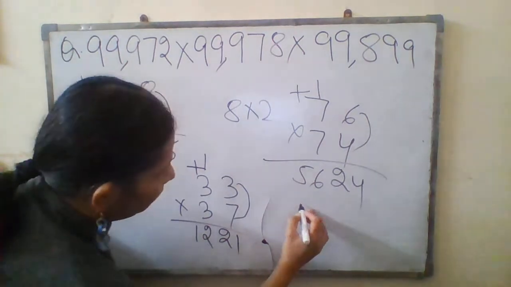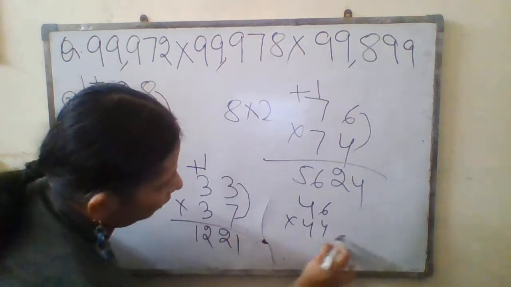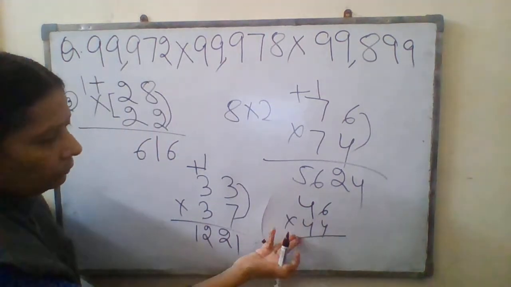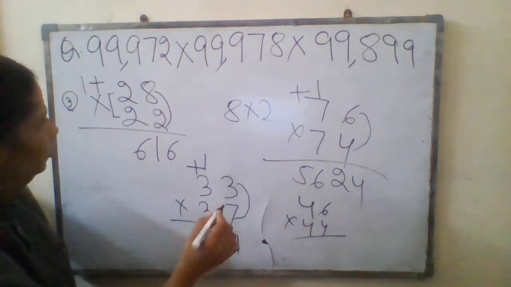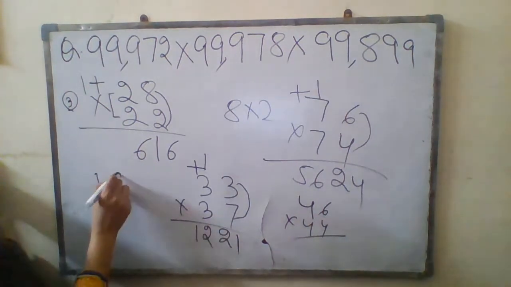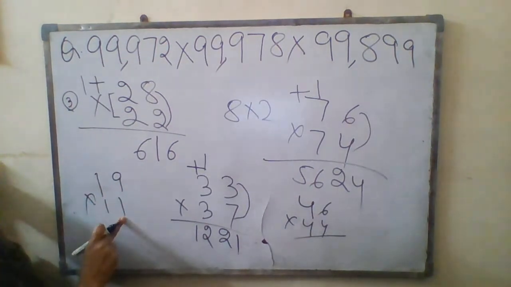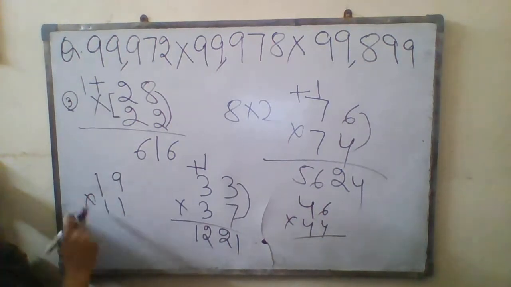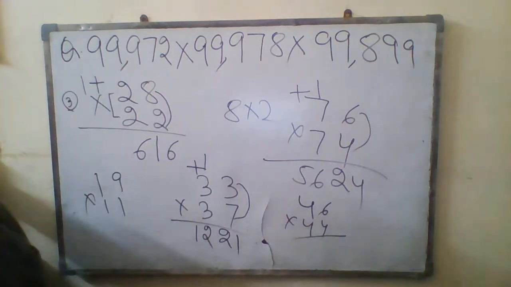You can say 46 multiplied by 44. Here also the first numbers are the same and the sum of the last two numbers is 10. Like this you can take 19 multiplied by 11. Look at this question: the sum of the last two numbers, 9 plus 1, is 10 and the starting first two numbers are the same. So like this the trick will work.